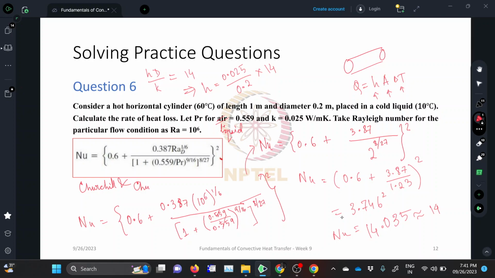Right. So this becomes, let's see, I lift this, so it becomes 200. I'll lift this one as well. So it's 25 by 200 into 14. So 25 by 200 is 1 by 8, so H equals 7 by 4.